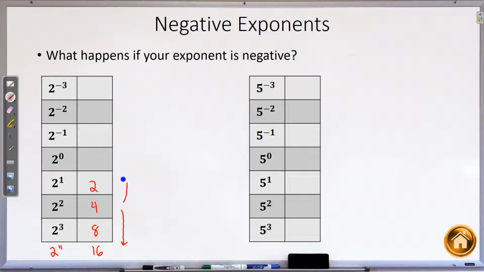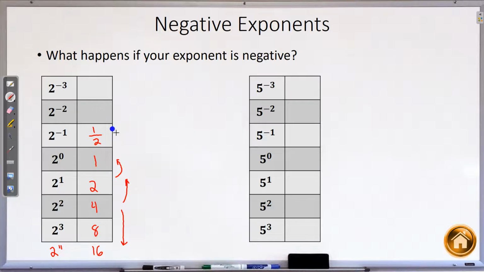Now, what if we go backwards? So, let's follow the pattern. If I'm going backwards, we are dividing by 2. So 16 divided by 2 gives me 8, divide by 2, divide by 2. So if I want to go to 2 to the 0 power, if we forgot what that is, we would simply divide by 2. Well, 2 divided by 2 is 1. And if we want to get to the negative 1 power, we continue that pattern and we simply divide by 2. So there's the 1 divided by 2. So 2 to the negative 1 power is 1/2.